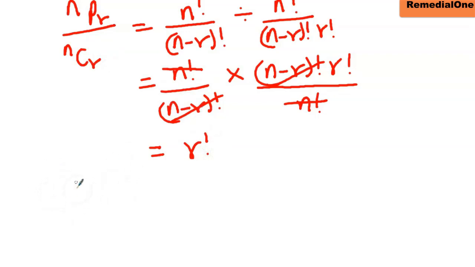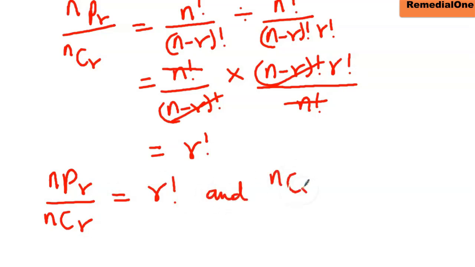Therefore, the relationship between the two, nPr over nCr, is equal to r factorial, and nCr over nPr will be equal to 1 over r factorial. So let's see how we apply these in other problems.